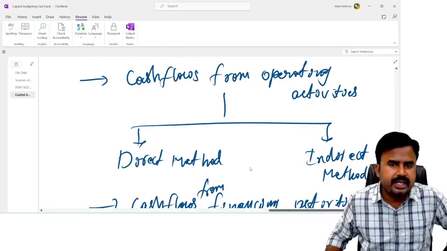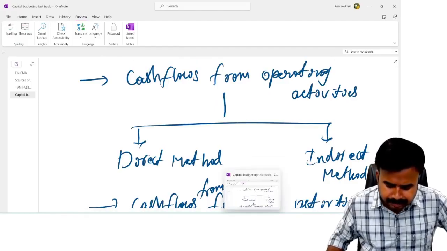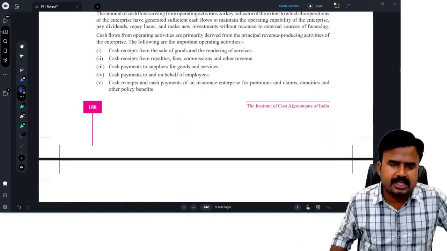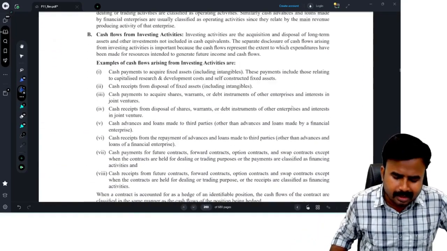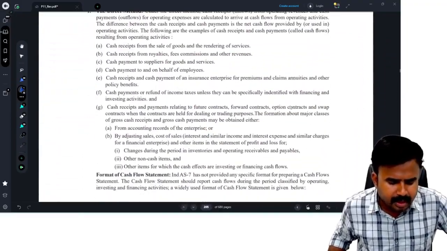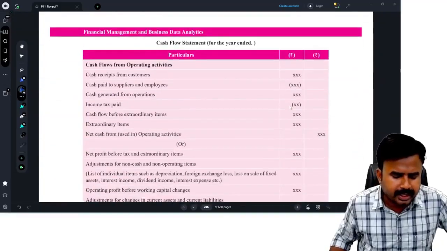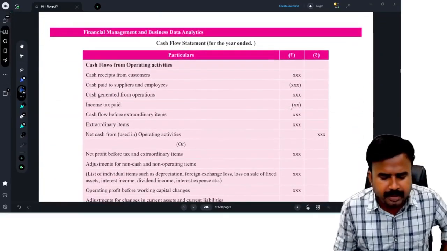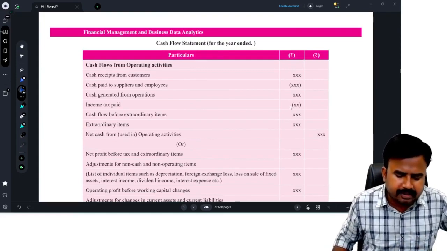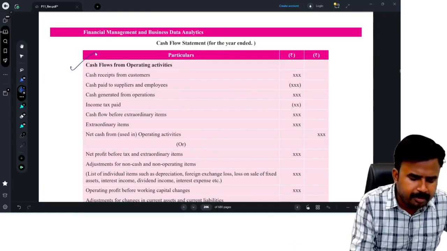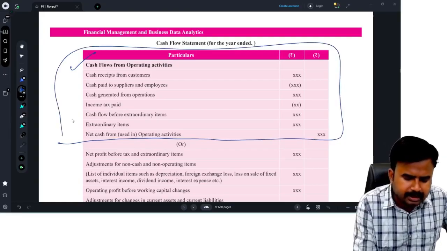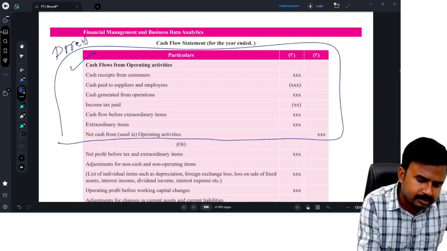Let me start with the first area, cash flows from operating activities. So I'm straight away going for the format which is given in the study material. That is very clear. You can follow the format which is given in the study material. I'm just explaining that format only. Here is the format, cash flow statement for the year. The first area is cash flows from operating activities, and this particular format is the direct method.